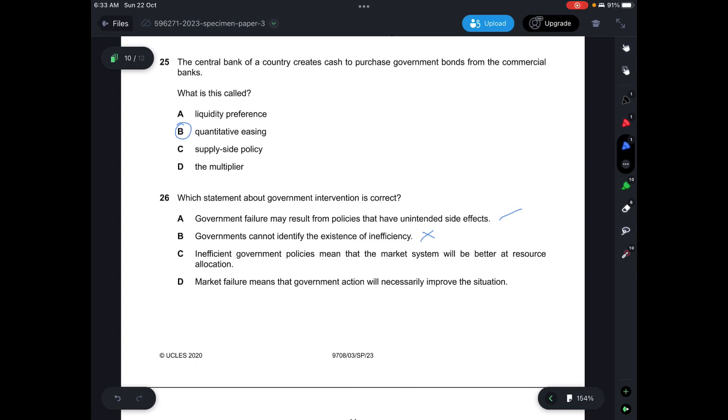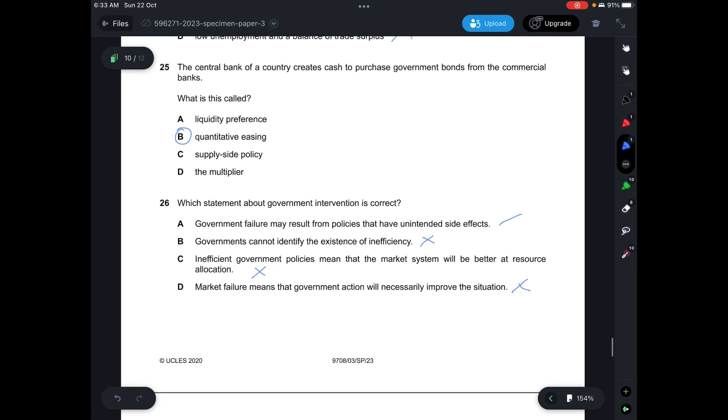Incorrect. If there are inefficient government policies, the market system would be worse at resource allocation. So C is incorrect because of that. And D, market failure means that the government action will necessarily improve the situation. Incorrect. Sometimes even if there's market failure, government action doesn't necessarily improve it. Maybe you'll make it worse. So answer is A. Because like what I mentioned in the beginning, government cannot identify the amount of intervention that they need to fix the inefficiencies in the economy.